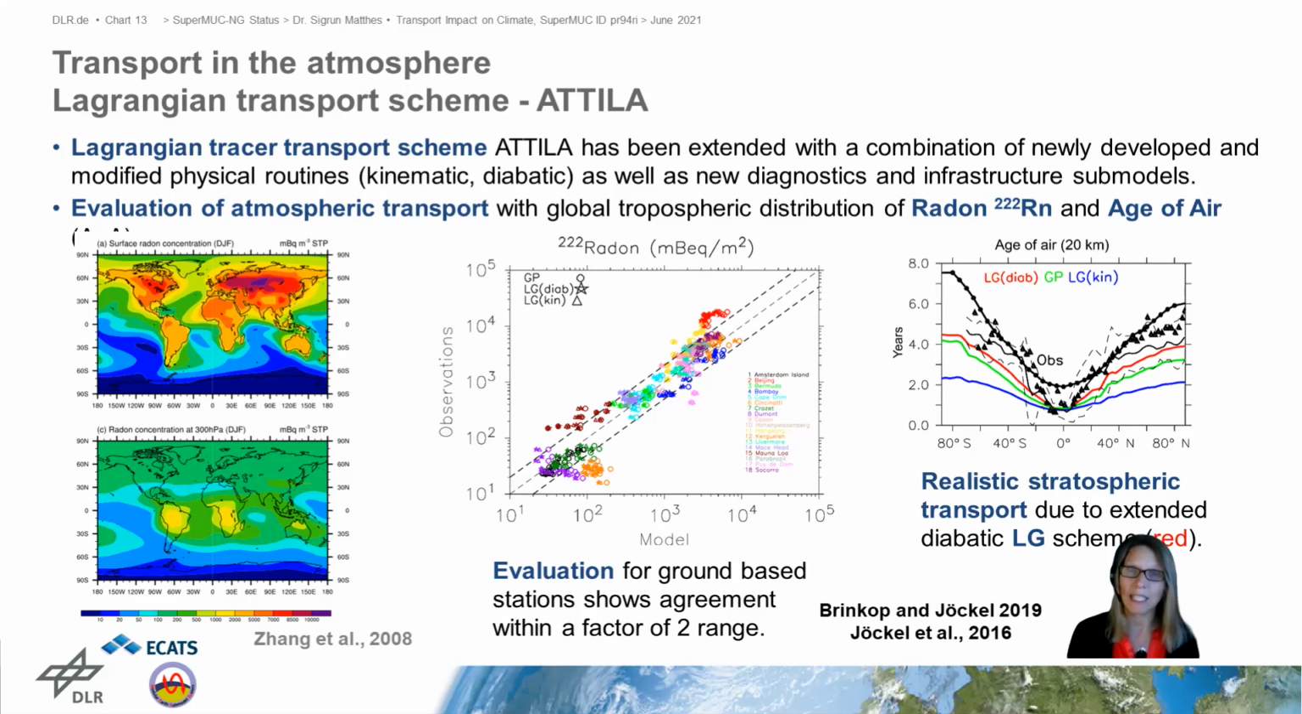And you are having ground-based stations, and in the middle plot is shown how the model values agree with the observations. And in fact, you see that you have agreement with the conservative and the new different Lagrangian schemes within a factor of 2. So that means that your novel transport scheme satisfies the overall characteristics of the atmosphere.